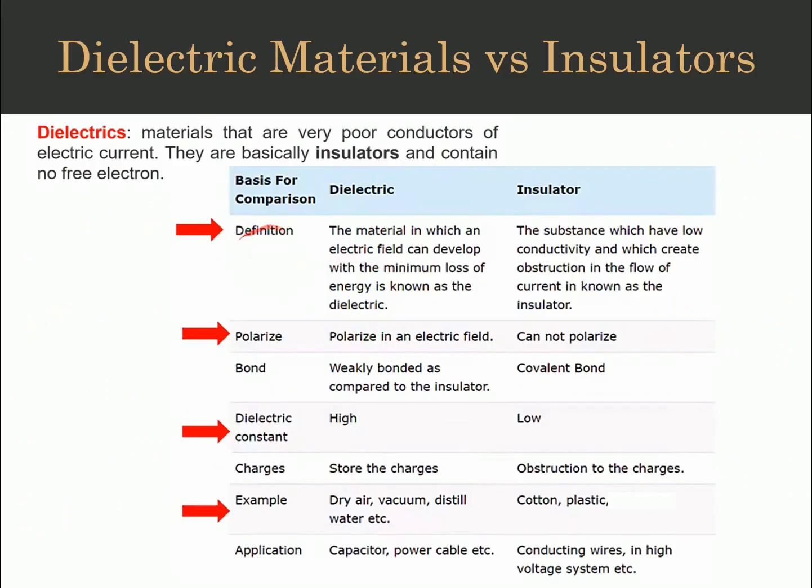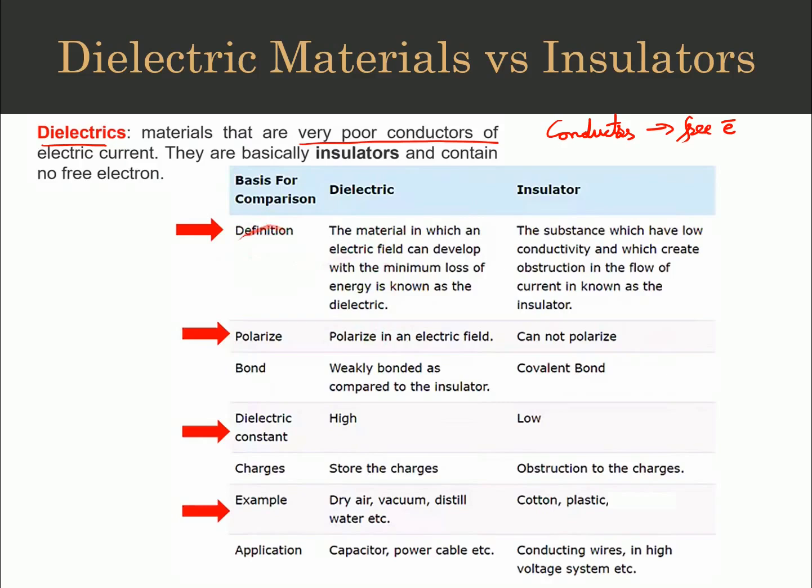Now let us come to the second part of this chapter, which includes the topic of dielectric or insulator materials. Before we begin, a comparison table has been shown of what dielectrics and insulators are. In a general way, dielectrics are materials that are very poor conductors because there are no free electrons. Remember that conductors are able to conduct because they have free electrons in their structure.